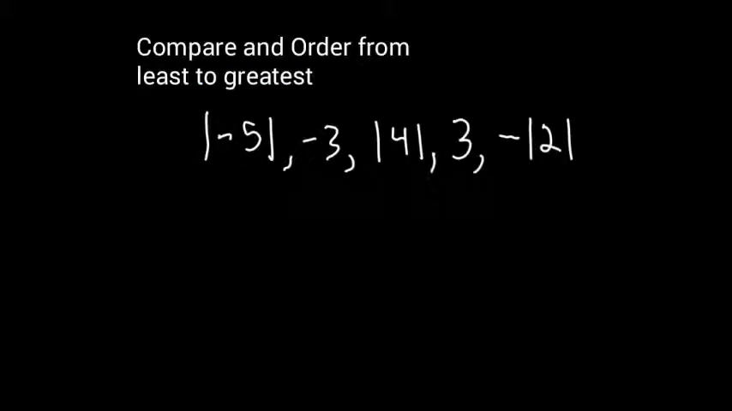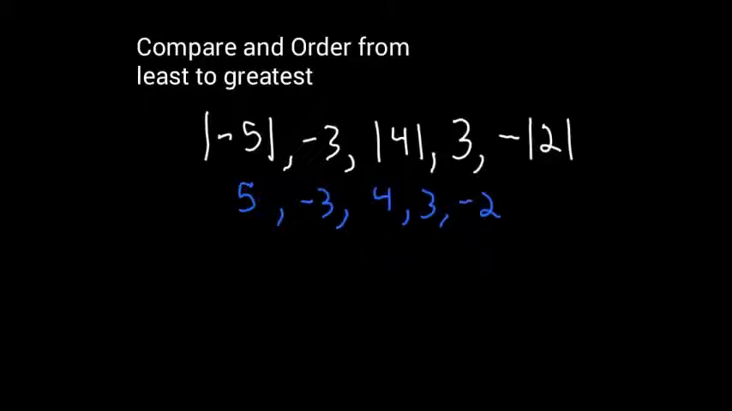Alright, so let's do one more, and we're going to compare in order from least to greatest. Let's work out all of these first, figure out what the value is of each number, and then we'll put them in order from least to greatest. The absolute value of negative 5 would be 5. Negative 3 is still just negative 3. The absolute value of 4 would be 4. And then 3 would just be 3. And then the negative absolute value of 2: the absolute value of 2 is 2, and then add that negative sign, so that would be negative 2.